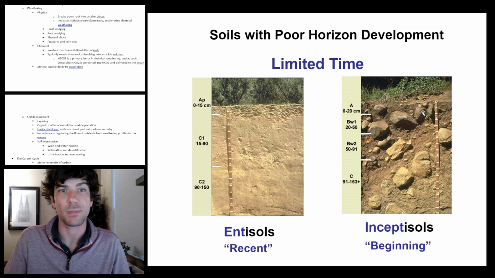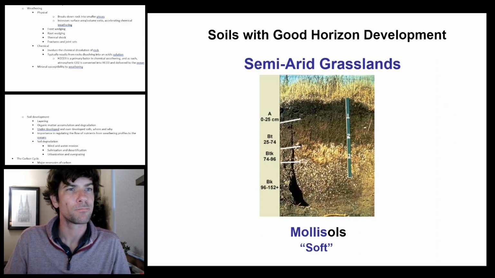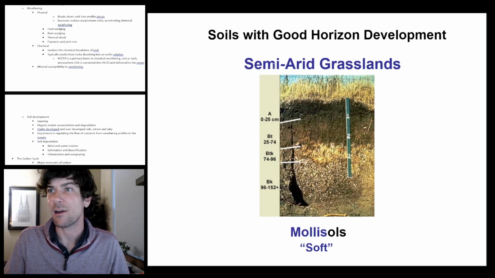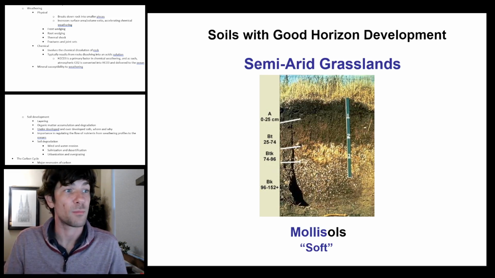In any case, limited time, like a high angle slope, can lead to poor soil development, something like this. Limited water can lead to poor soil development. This is a semi-arid environment that will lead to development of good horizons. You can really see the layering, and you can tell they're compositionally different.